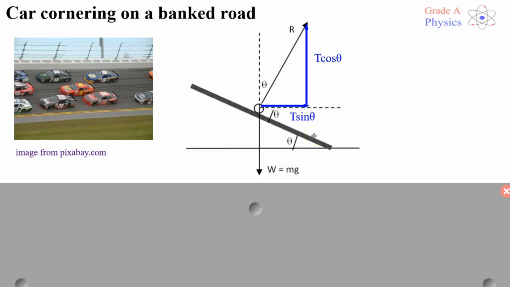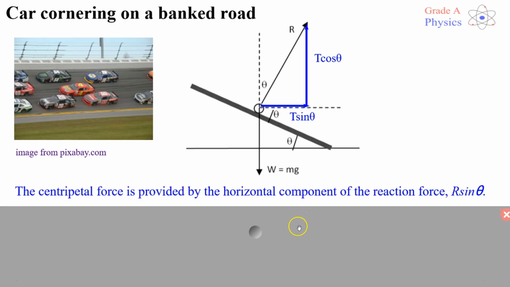So this is actually almost identical mathematically to the previous example. The part of this system that is providing a force towards the center of the circle over here is the horizontal component of the reaction force. So the centripetal force is provided by R sine theta, the horizontal component of the reaction force.